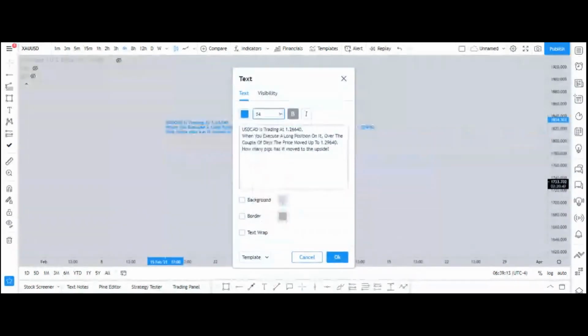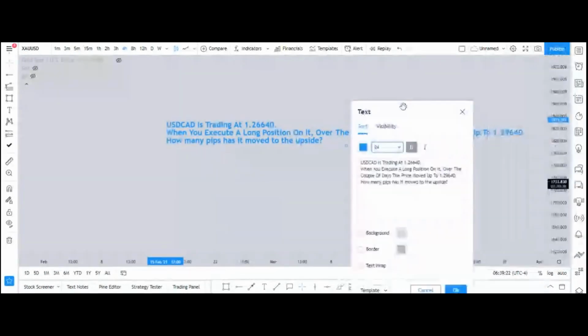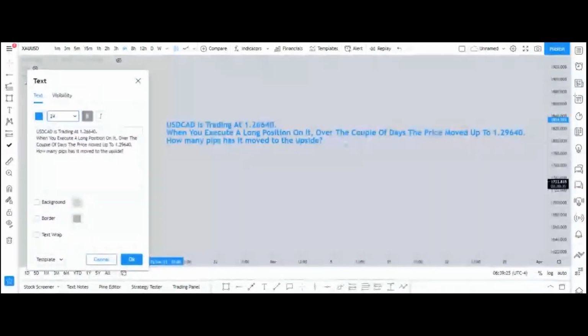So I just want to reduce the words to be quite visible. Okay, it says USD card is trading at 1.26640. Then you buy, you execute a long position on it. Over a couple of days, price moved to 1.29640. Now, it's not how many pips it moved, but how many pips is your take profit.